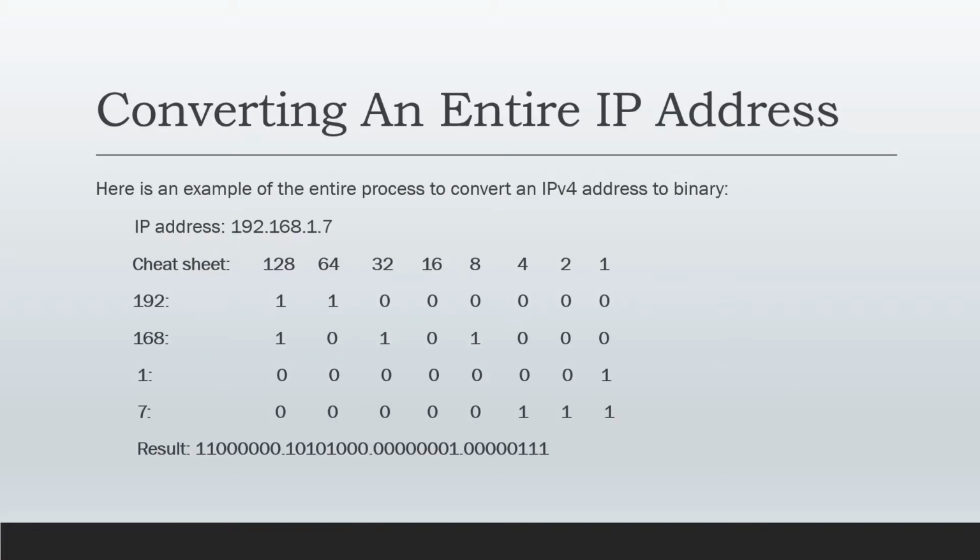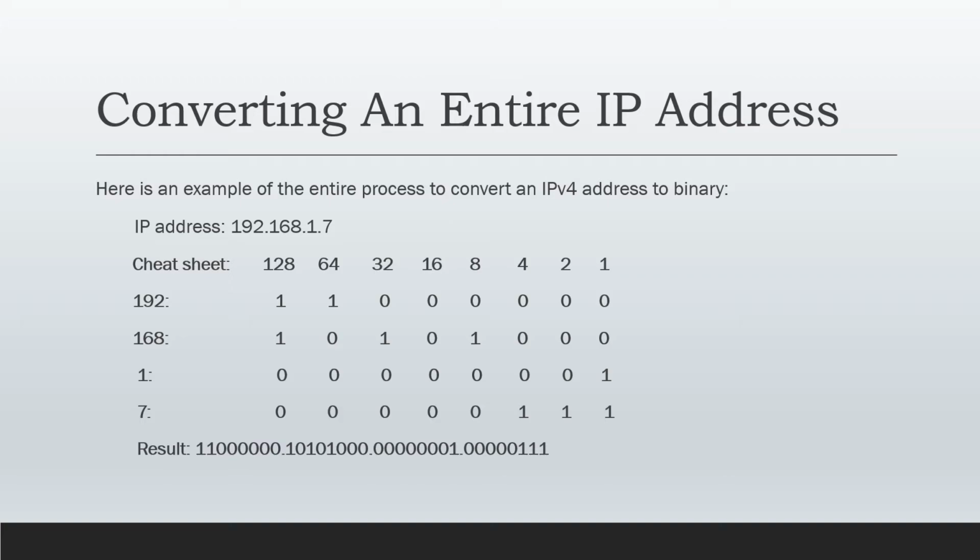Now we're going to put it all together. Hopefully this is where it'll all make sense if we hadn't already touched the topic yet. Here's an example of the entire process to convert an IPv4 address to binary. So we're going to use the example 192.168.1.7. We have our cheat sheet, and this will show why having that cheat sheet comes in handy. Once you get these numbers in your head, it's a little easier to work with. You can actually go back and forth using this same cheat sheet, from decimal to binary, from binary to decimal.